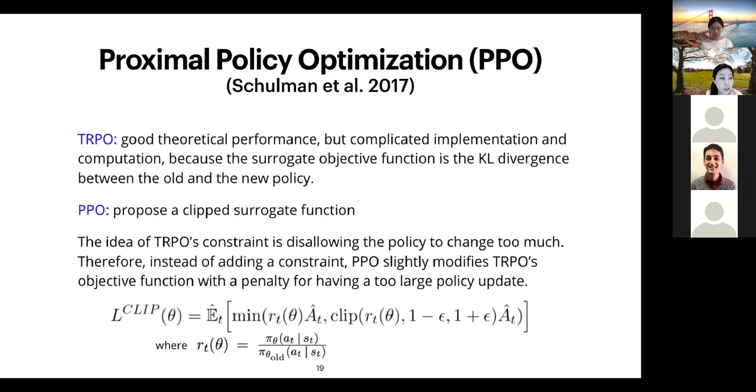So instead of doing TRPO, PPO proposes a clipped surrogate function, which is a modification of TRPO. The idea of TRPO's constraint is disallowing the policy to change too much. We talked about the motivation of that. Therefore, instead of adding a constraint, PPO slightly modifies TRPO's objective function with a penalty for having too large a policy update. So it's kind of clipping too large updates to a smaller value. I think that's what PPO is doing. Of course, the clipping parameter is also user defined. This seems to be also an empirical kind of modification to TRPO.